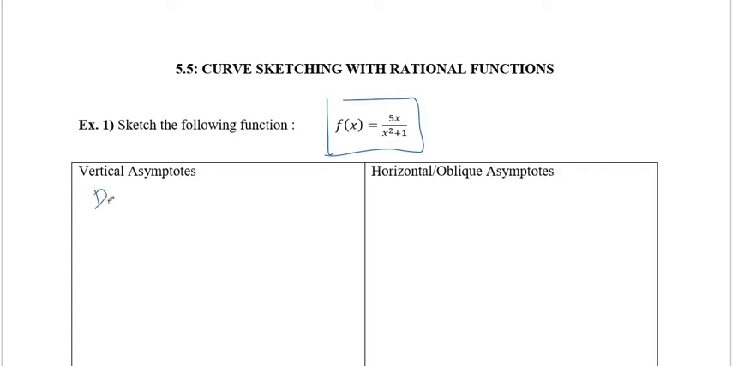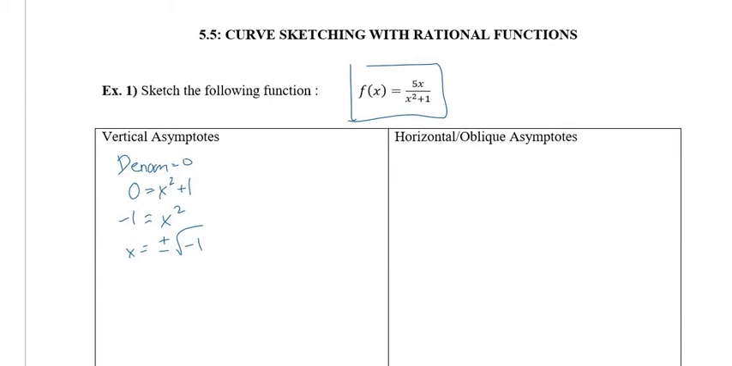We just set the denominator equal to 0, and that's going to be 0 equals x squared plus 1. So in this case, it's negative 1 equals x squared, or x equals positive or negative square root of negative 1. And we know negative 1 doesn't give us a real number. So in this case, we actually have no vertical asymptote. So no vertical asymptote for this rational function.